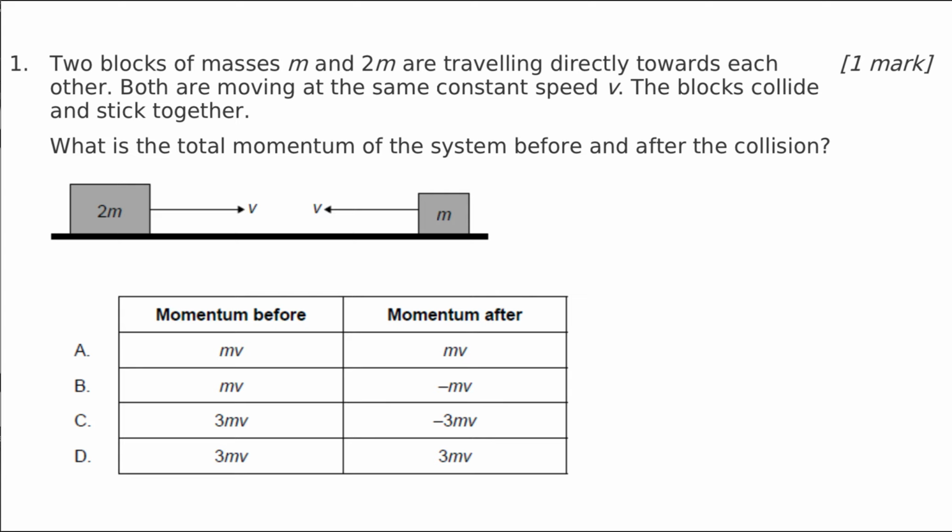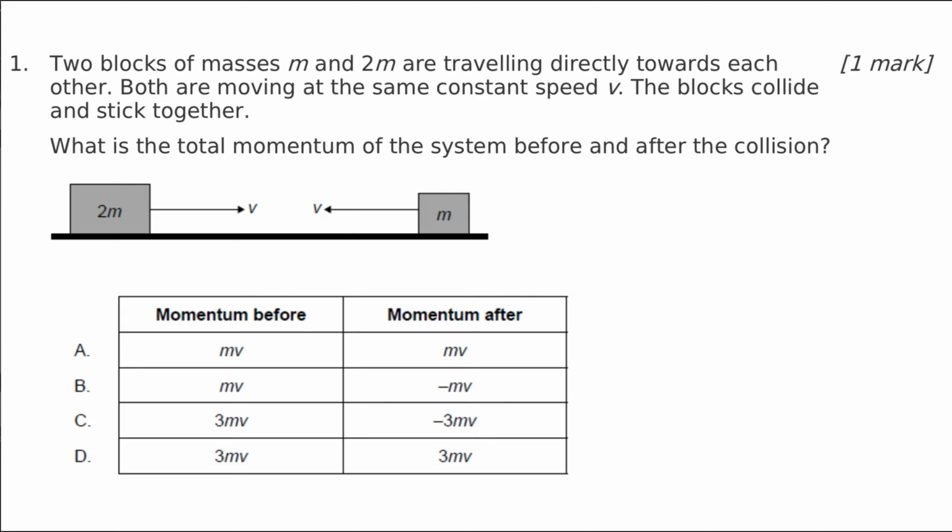We can already rule out a couple of answers here because we need to apply our conservation of momentum. The momentum before should equal the momentum after. So we're really left with two choices, A and D, because those are the only ones that show the same expression in the row.